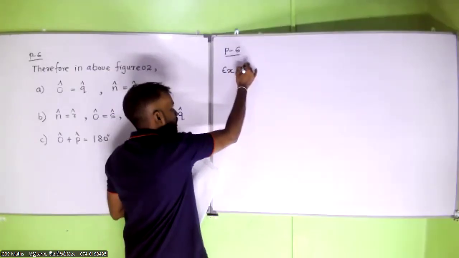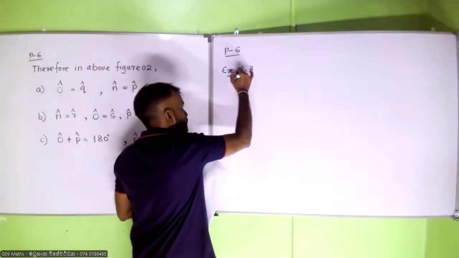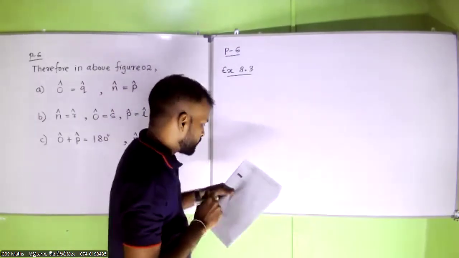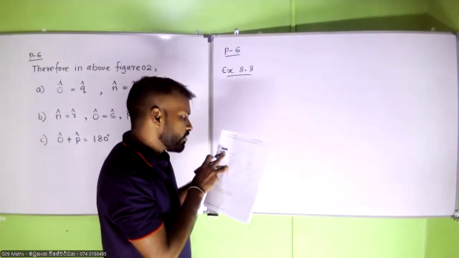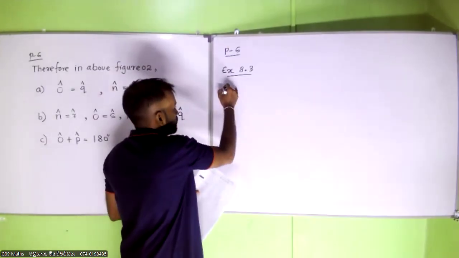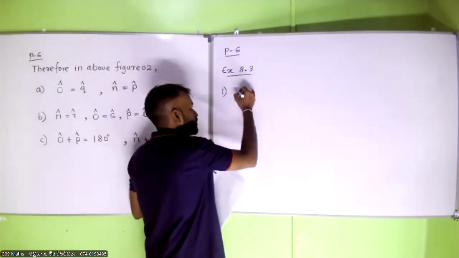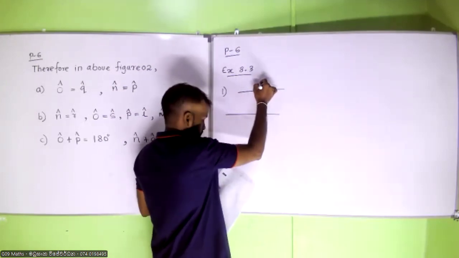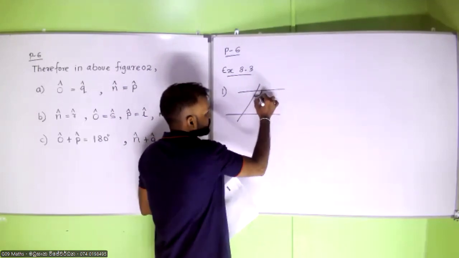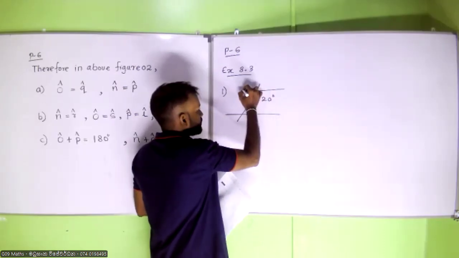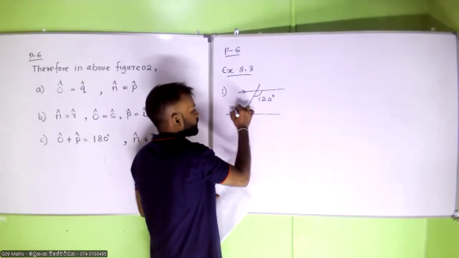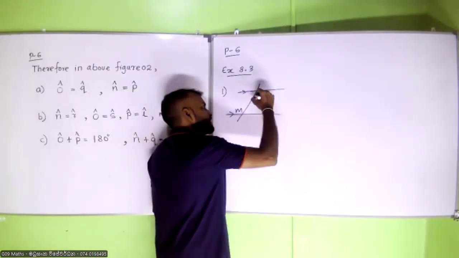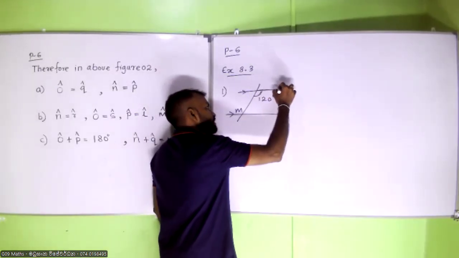Exercise 8.3, first question. Find the values of the letters. This angle is 120 degrees, and these lines are parallel. You have to find the value of M. Very easy.